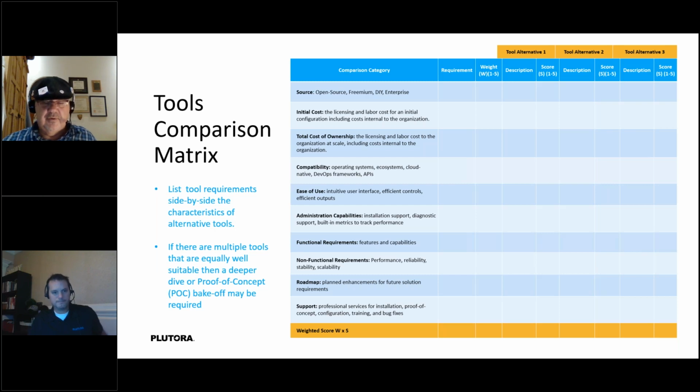The cost, of course, the total cost of ownership, compatibility with your ecosystem in your deployment environments, whether it's in the cloud or on-site or wherever. How easy is it to use, considering your particular users? How important is that? And general administration, what kind of administration capabilities do you have? How important is it that the tool has a lot of self-administration capabilities? Functional requirements are more of the technical ones, but also don't forget the non-functional requirements, things like performance and reliability and all the other abilities that go along with any tool choice.